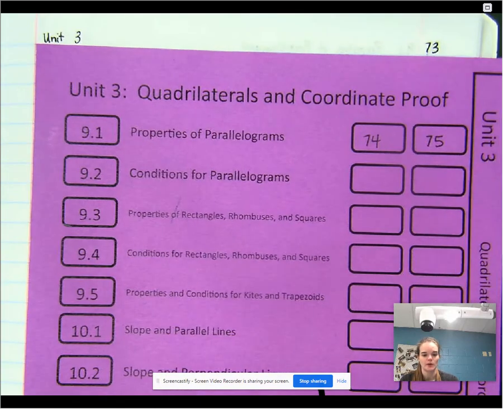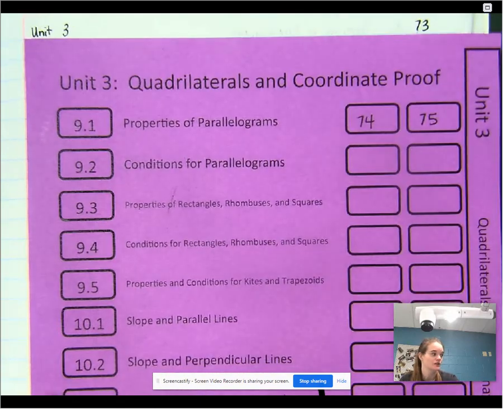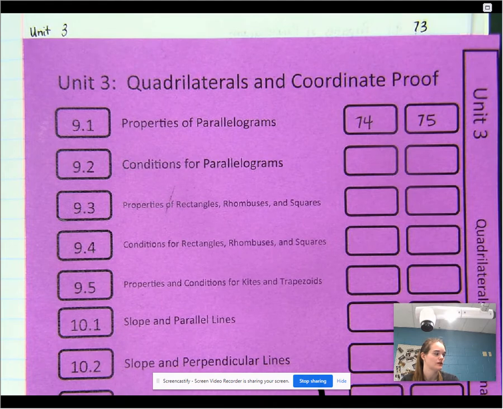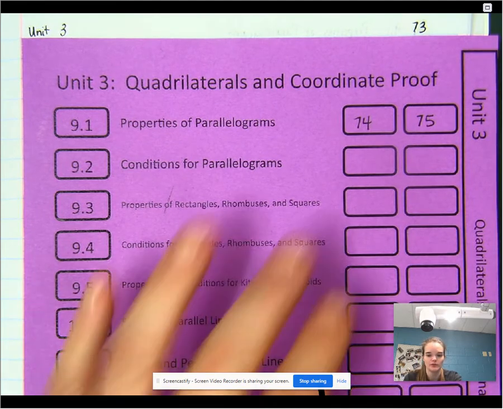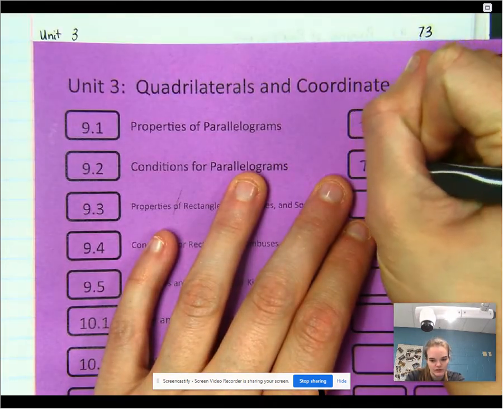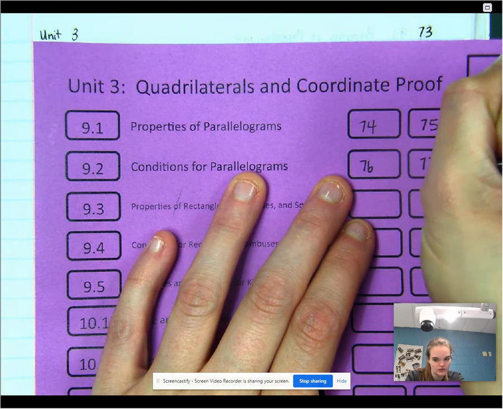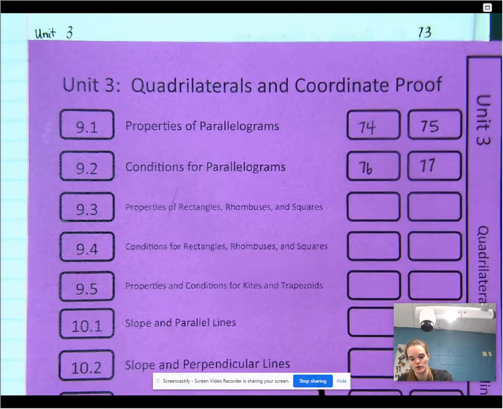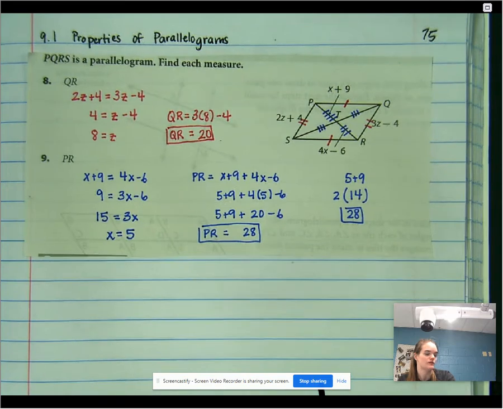Okay, continuing with Module 9, we're going to talk about conditions for parallelograms today, which is going to seem very similar to the properties of parallelograms. But we're going to go ahead and label 76 and 77 conditions for parallelograms. So go ahead and turn to those pages, 76 and 77.